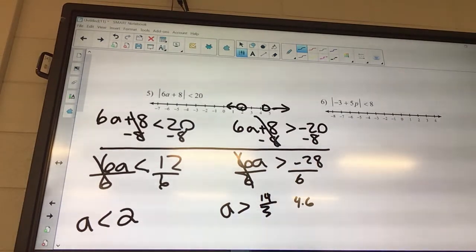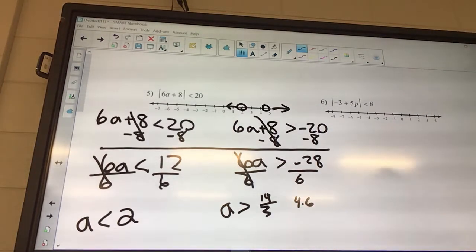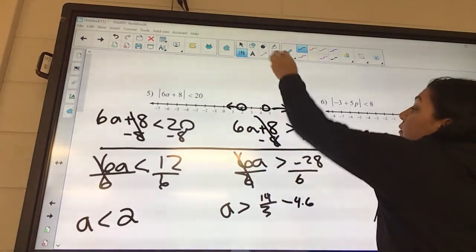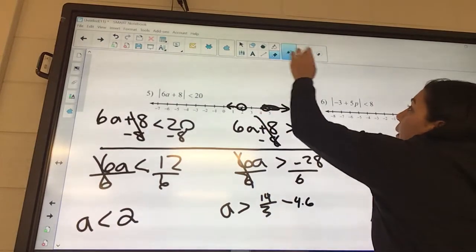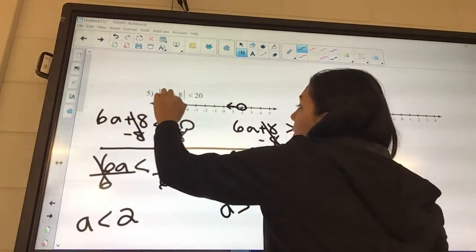What, honey? You're going to have to wait. 4.6 negative. Oh, yeah, it should be negative 4.6. Good. Oh, my math is not great today. Negative 4.6.